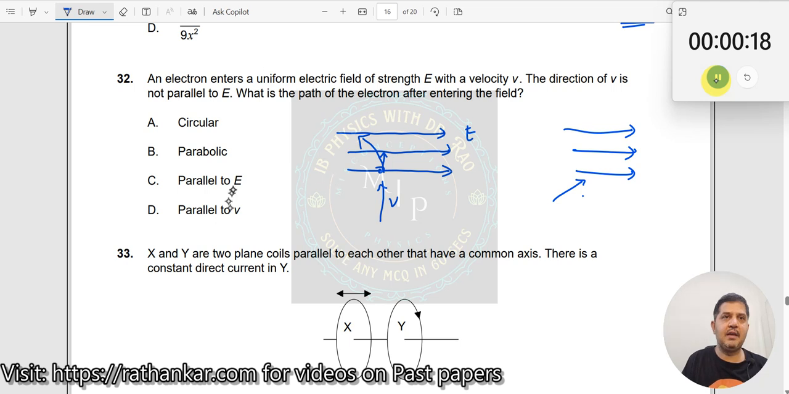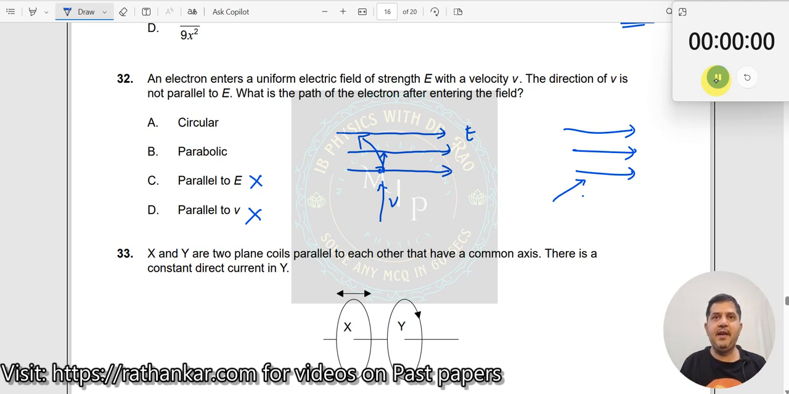So therefore, definitely it is not parallel to E and it is not parallel to V. Both of them are not possible, right? Parallel to E means it should immediately turn back like this, which is not possible. Parallel to V means it is going along the straight line, not possible, right? So these were incorrect. Now, can it be circular? Can it be parabolic? These are the two questions we need to ask.